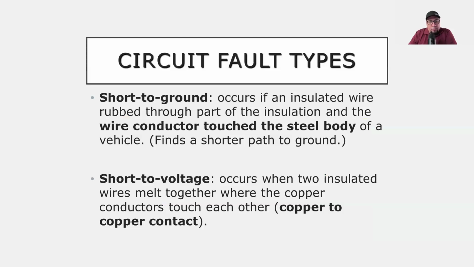Okay, and this is just a quick review. When we have a short to ground, we're assuming that some sort of wires may be touching the steel body or touching another ground wire. And then when we have a short to voltage, we're looking for and assuming that we have a copper to copper touching problem, meaning the wires have melted within the insulation and they're touching each other. Two power wires may be touching, or a power and a ground wire may be touching. Okay, so that's what we're looking for on those two types of circuits.